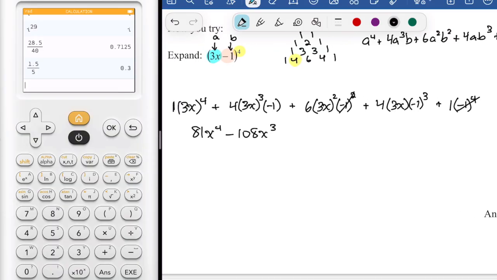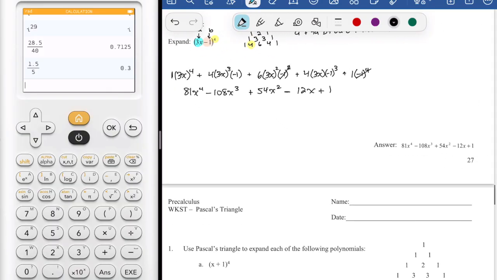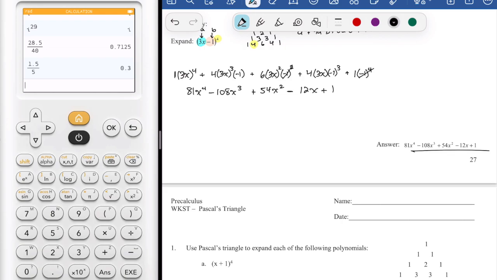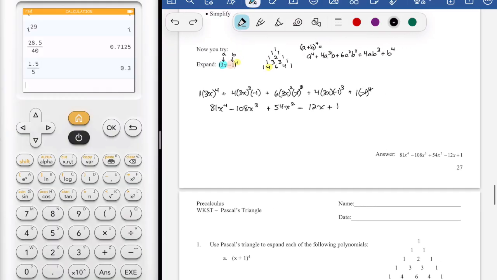3x squared is 9x to the 2nd power. 9 times 6 is 54, so plus 54x to the 2nd. Minus, we have alternating signs. It goes from positive to negative, back to negative, and so on, until you run out of room. So 4 times 3 is 12x, and then plus a 1, all right, which corresponds with what I had down here, which tends to mean that it's right. Although since I'm the one who came up with this answer, you never truly know, but pretty confident. You could always check in your calculator too. Graph the original, graph the expansion, and see if they map to the same location.